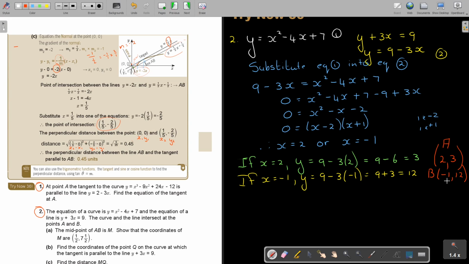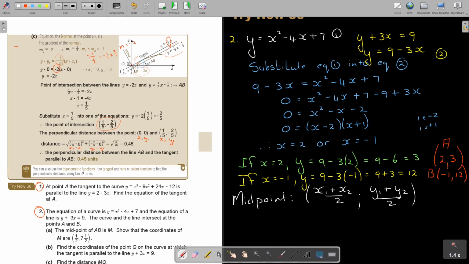Okay, so we go on. The midpoint, but that's not A and B. So the midpoint, what is the formula for the midpoint? You're just going to add up the x values. It's x1, coordinate geometry. x1 plus x2 divide 2, y1 plus y2 divide 2.